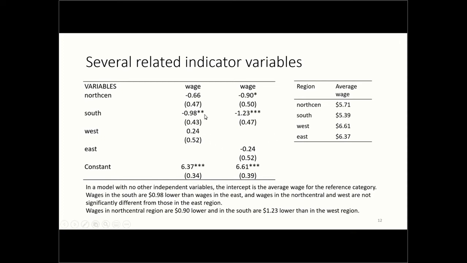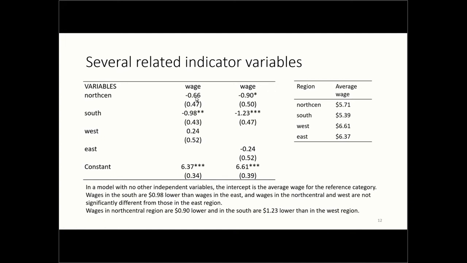Now, if we estimate this model where we have east as the reference category, which is excluded from the model, the intercept would be exactly the average wage for the reference category. So this will be the average wage for the east region, and you can see that is the average wage for east. You can also compare the salary in south as compared to east. The salary in south is 98 cents lower than wages in east, and the wages in the north central and west are not significantly different from those in the east region, because these coefficients are not significantly different from zero.